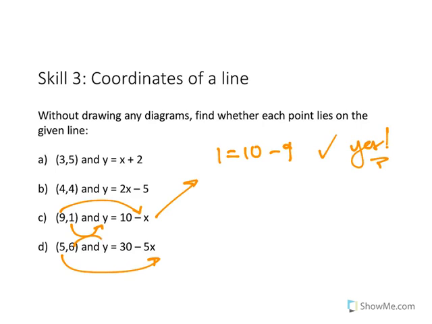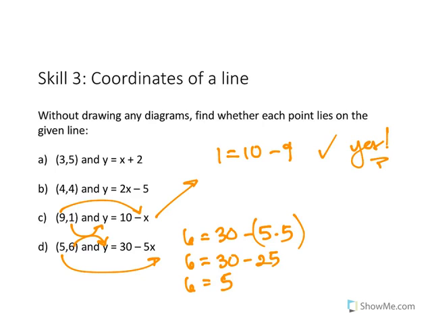5 for x, 6 for y. So 6 equals 30 minus 5 times 5. So you must do that part first. 6 equals 30 minus 25. 6 equals 5. True or false? False. No. This coordinate is not on this line.